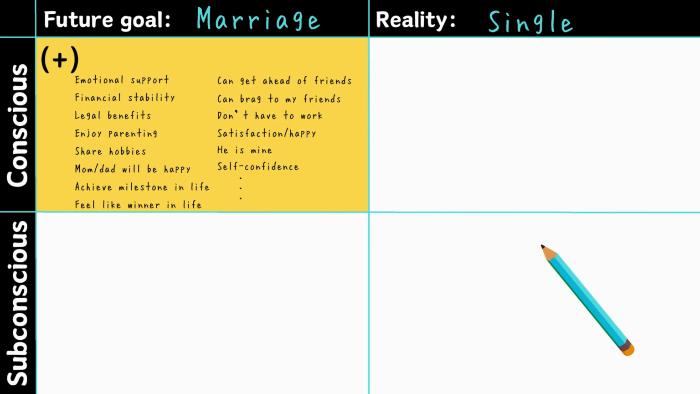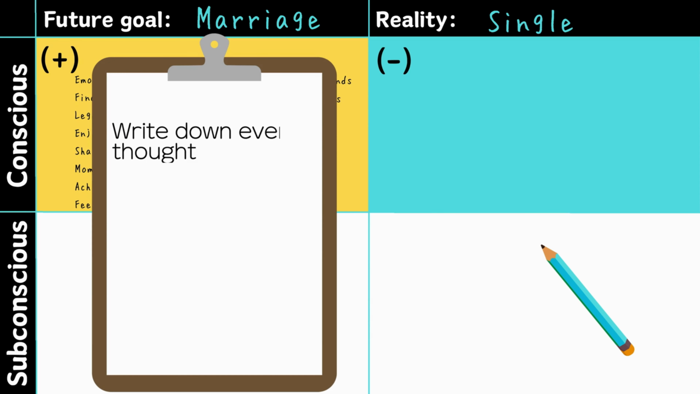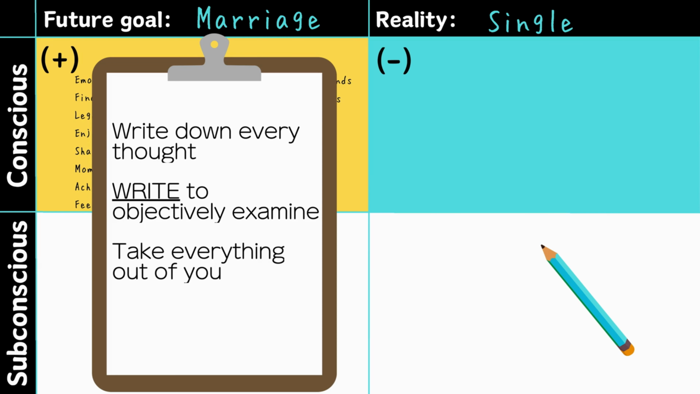After finishing that column, next we want to go to the right column. In this column, you want to write down all the negative aspects of your current reality of being single. What are the disadvantages that you're feeling about being single? Again, write down every thought that arises within you. And it's crucial that you write them down because you want to objectively examine what's inside of you. You want to take it out from within you and observe it from a third-person perspective.